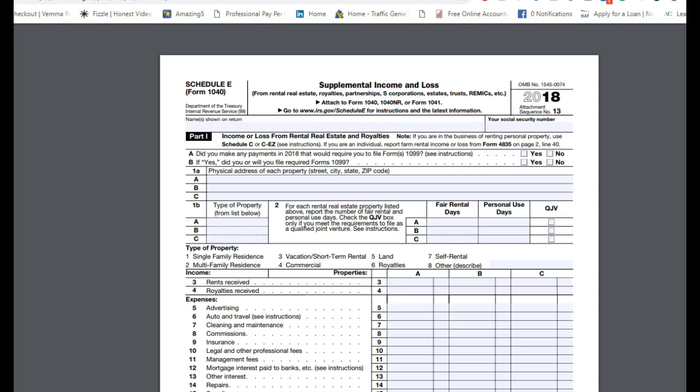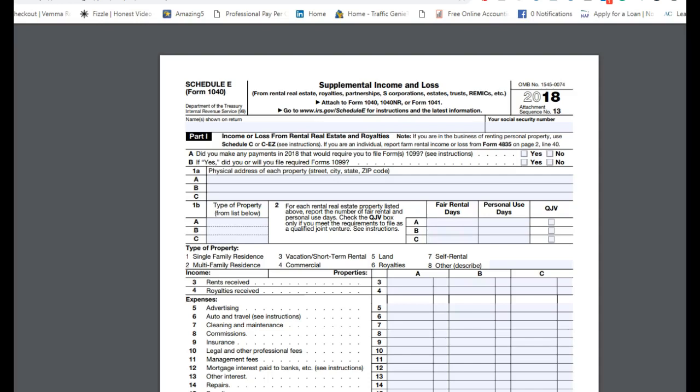Next, the section deals with the physical address of the place: city, state, zip code, for properties A, B, and C. Then you go to the next section, type of property. They've got some options for you. Is it going to be a single family residence? Is it a vacation or short-term home rental? Is it land? Is it commercial? Is it a multi-family residence? So on and so forth.